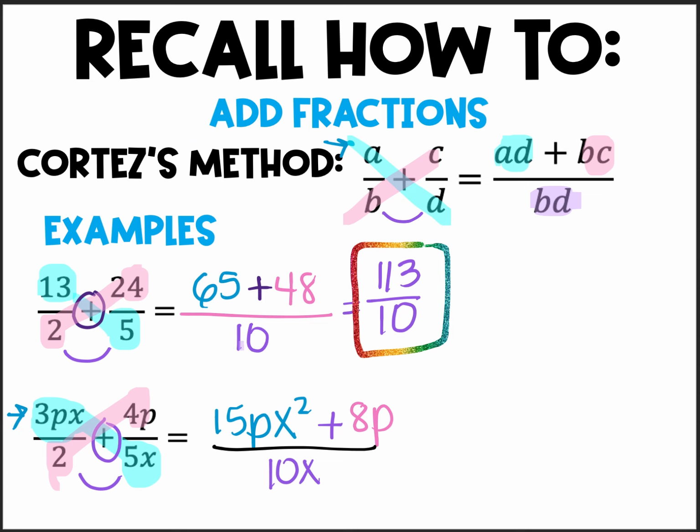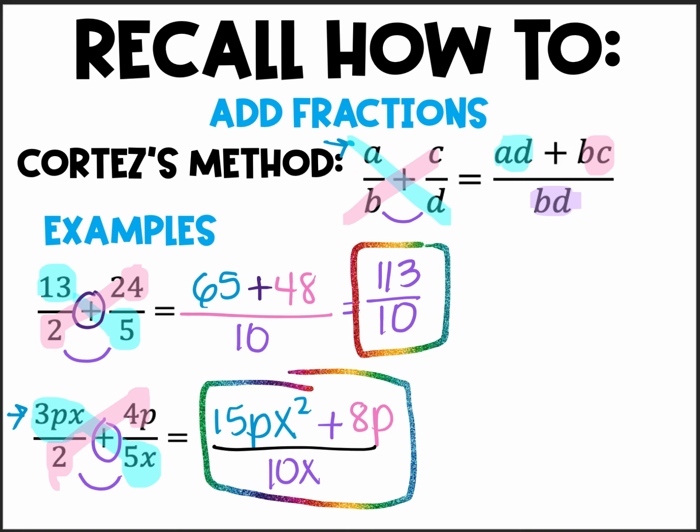Again, in this case, we cannot reduce. I know that 15 and 10 are both divisible by 5, but that 8 is not divisible by 5. And I know x squared and x can be reduced, but this term doesn't have an x. So this is my simplest form for this rational expression.